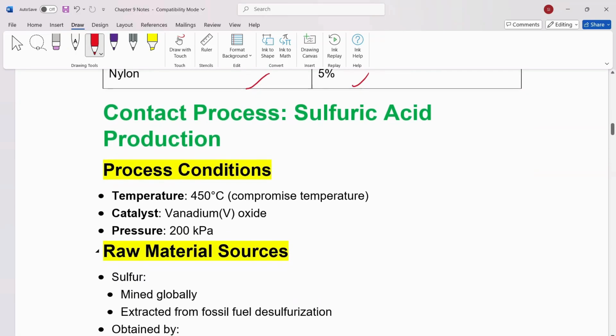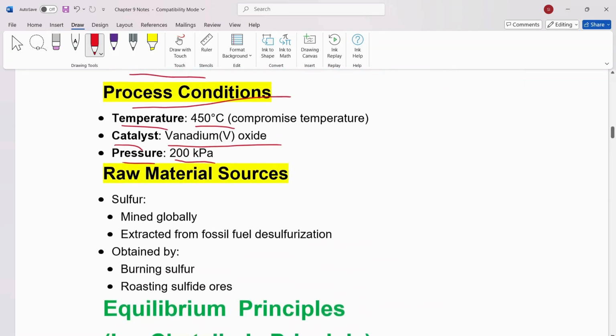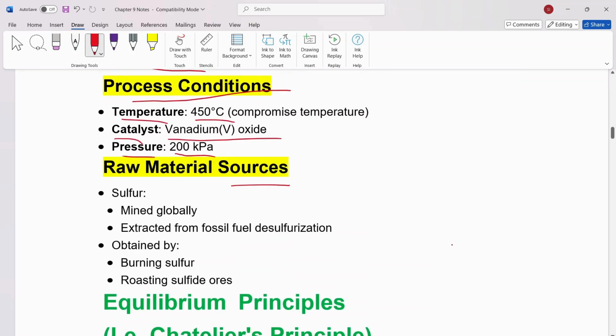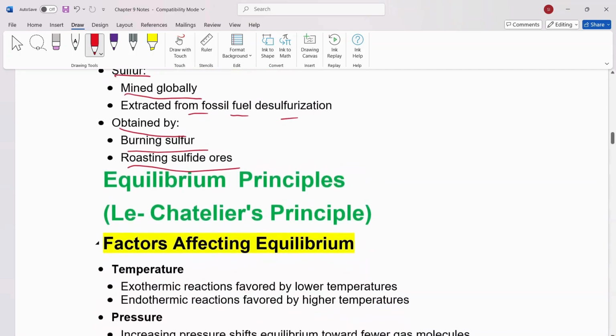Now let's talk about the contact process. It is sulfuric acid production. The process conditions are temperature at 450 degrees centigrade, catalyst vanadium(V) oxide, and the pressure is 200 kPa. Raw materials and sources: sulfur, mined globally, extracted from fossil fuel desulfurization, obtained by burning sulfur and roasting sulfide ores.